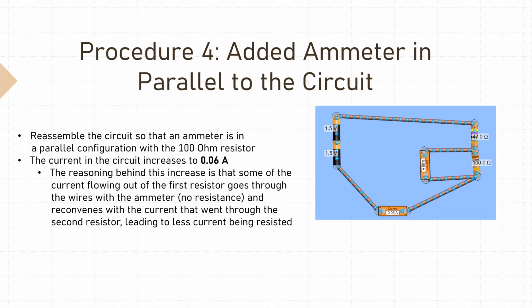For procedure 4, an ammeter is added in parallel to one of the resistors in the circuit, which increases the current by 2.06 amps. And the reasoning behind this is that some of the current that would have gone through the 100 ohm resistor would instead go through the path of the ammeter, which has no resistance, increasing the amount of current in the circuit.